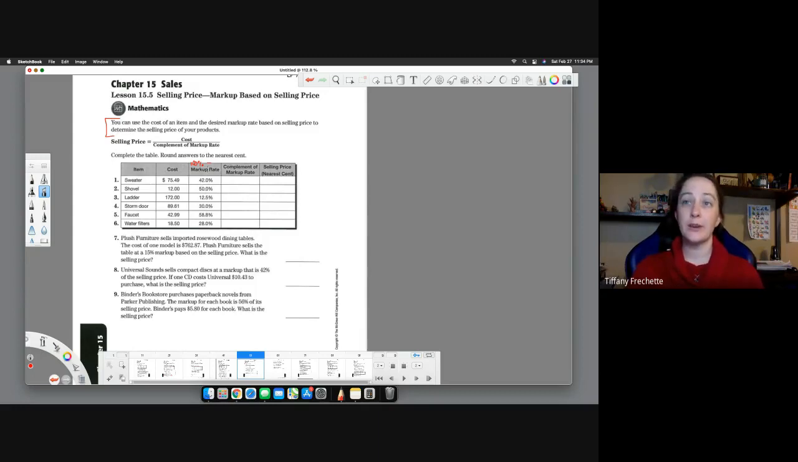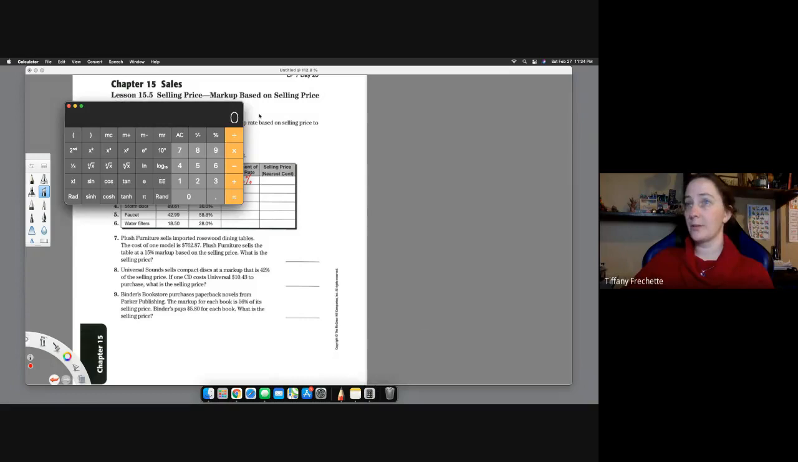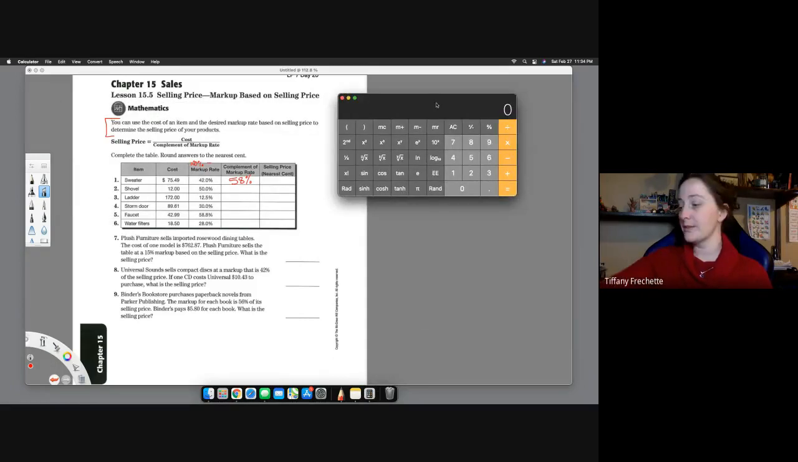So we're going to subtract from 100%. 100% minus 42 gives us 52%. I already have that first piece filled in. And now we're going to do 75.49 divided by 58%. Let me get my calculator open here. So 75.49 divided by, and make sure you put in 0.58, don't put 58 in there.